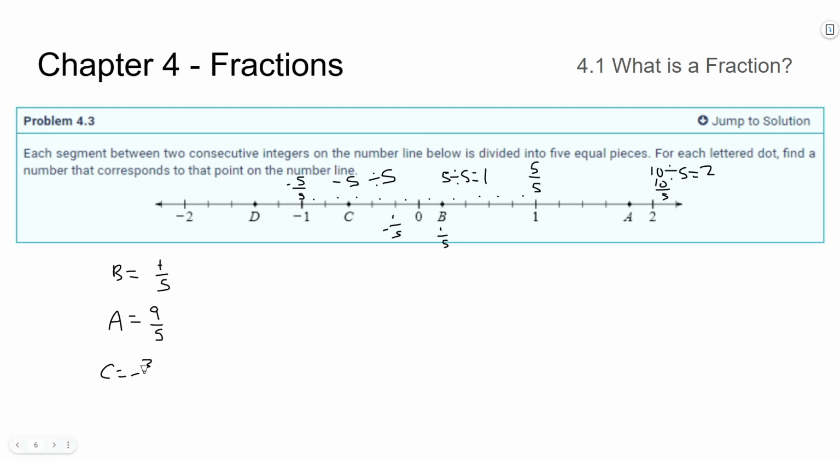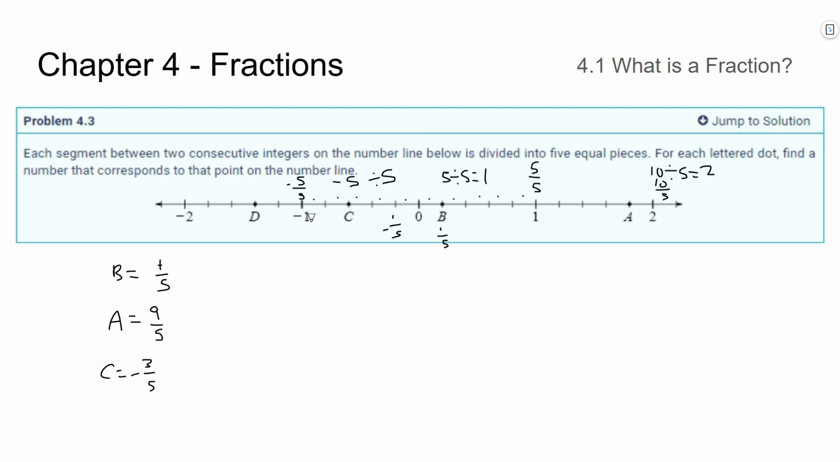negative 3/5. I know I'm going a little bit slow here, but I just wanted to drive the point home, and I know some of you might be more comfortable with fractions than others, so I just want to make sure that we're all on the same page with fractions before really ramping up, because this chapter is going to speed up quite a bit. So I want to make sure we have a good foundation.